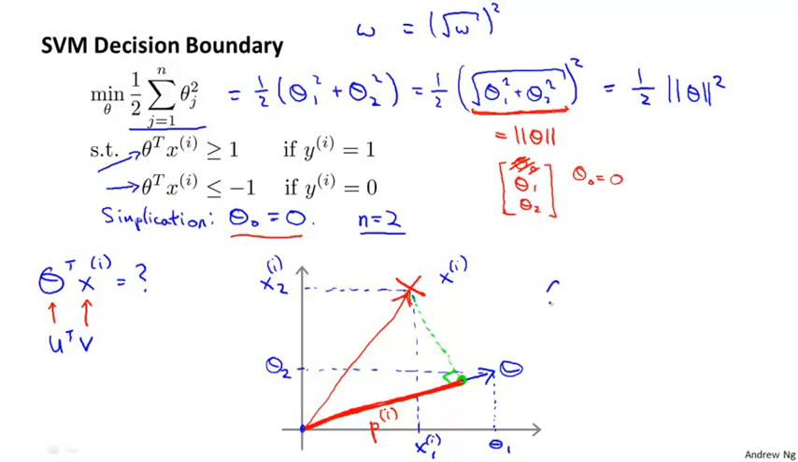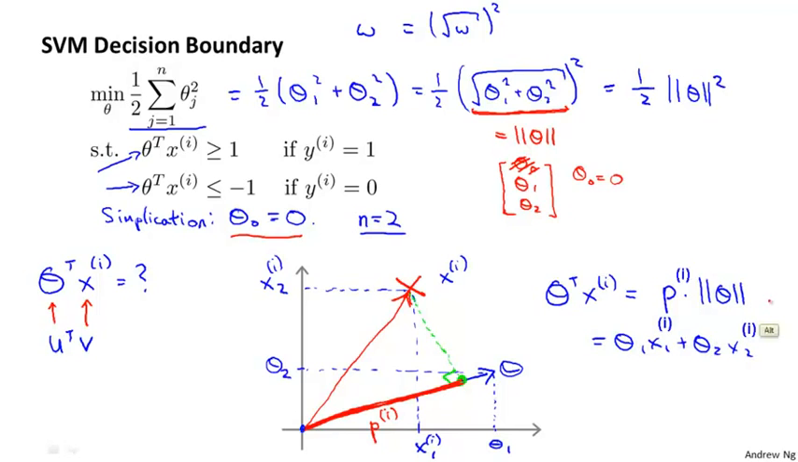And so what we have is that theta transpose xi is equal to, following what we had on the previous slide, p times the length or the norm of the vector theta. And this is of course also equal to theta 1 x1 plus theta 2 x2. So each of these is an equally valid way of computing the inner product between theta and xi.